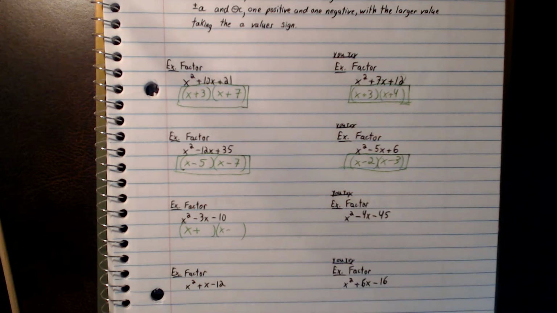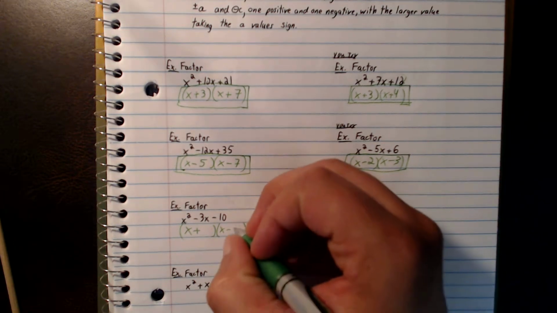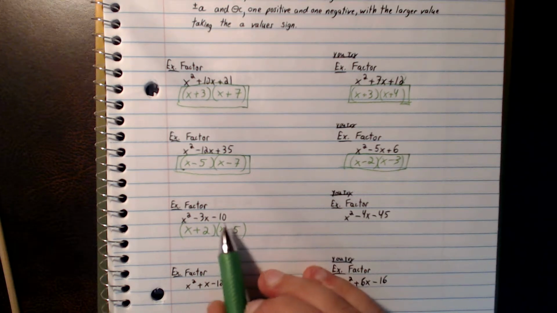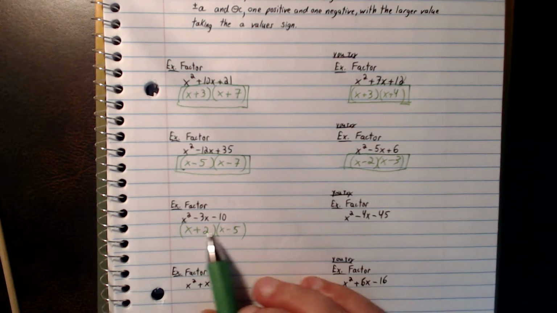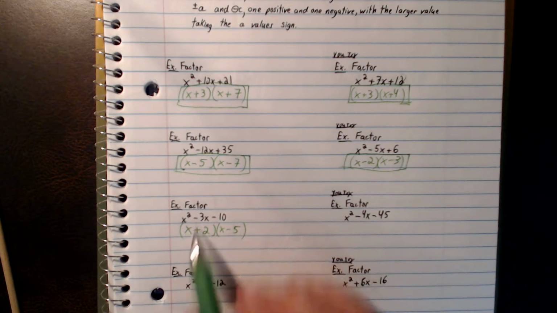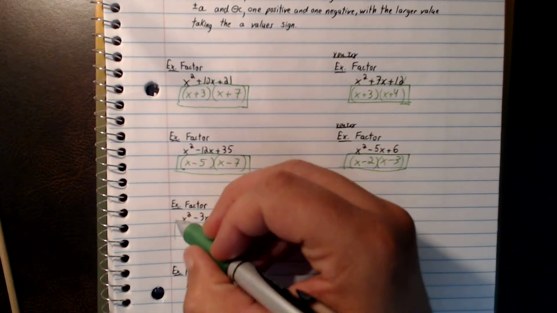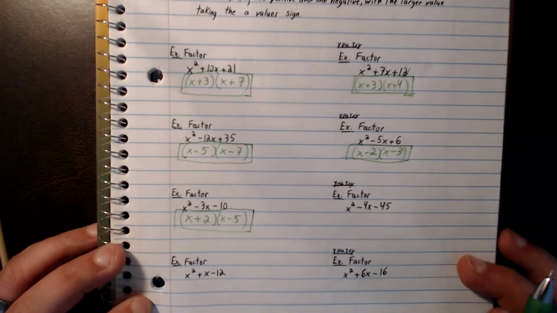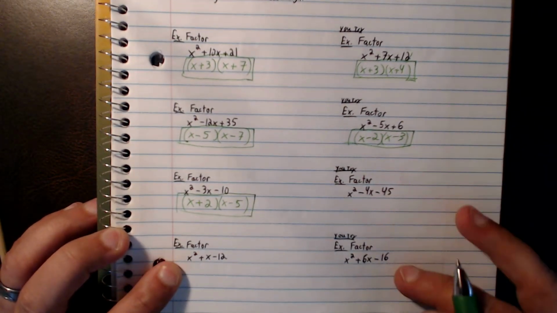Why don't we do 5 and 2? Right? 5 is the larger, 2 is the smaller. When I multiply these, it gives me negative 10, and when I add positive 2 and negative 5, it gives me negative 3. So that worked. The last one down here, and then you'll try these ones out.